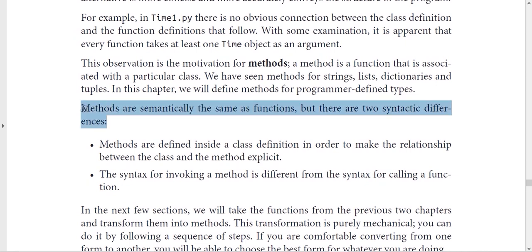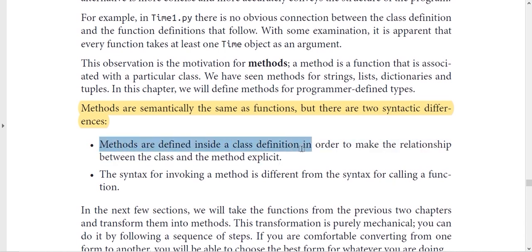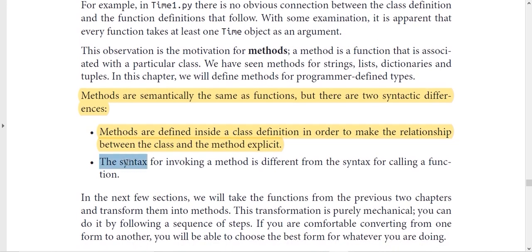Methods are semantically the same as functions, but there are 2 syntactic differences. What I mean is that methods and functions have syntactical differences; the way we write them in syntax is different. So let us start with knowing more about methods. Methods are defined inside a class definition in order to make the relationship between the class and the method explicit, and the syntax for invoking a method is different from the syntax for calling a function.